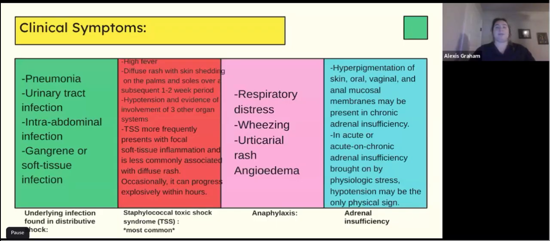Anaphylaxis. So that's more of an allergic reaction. You'll have respiratory distress, wheezing, and then urticarial rash and angioedema.